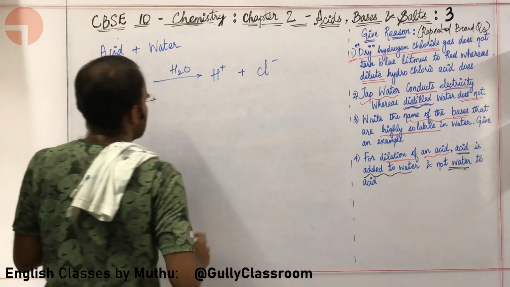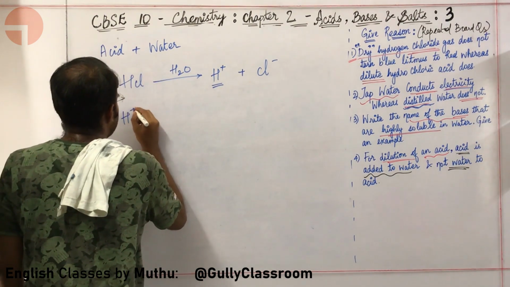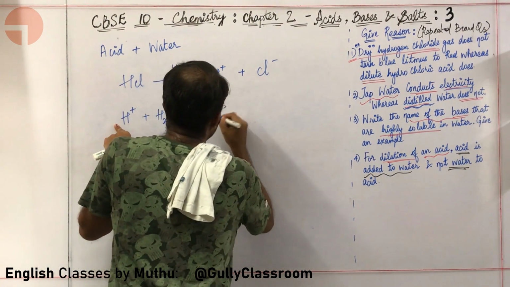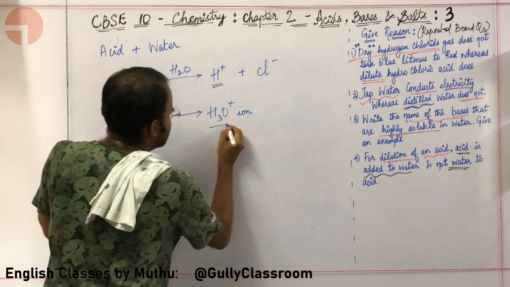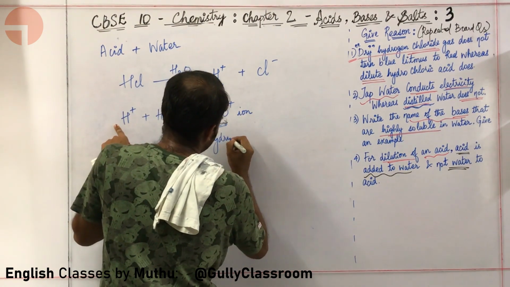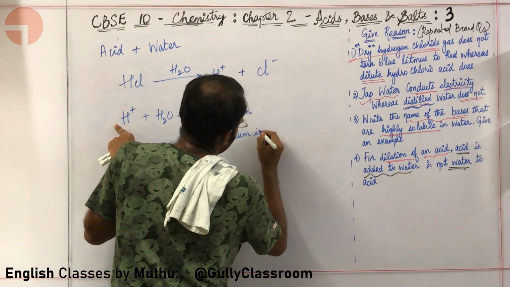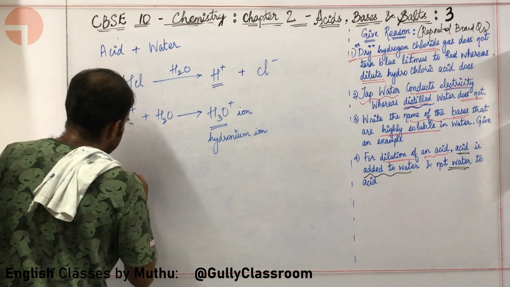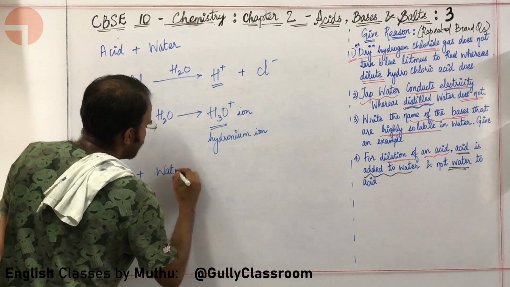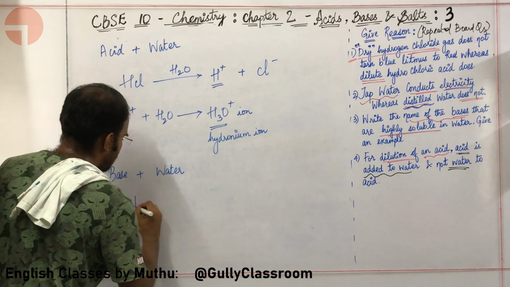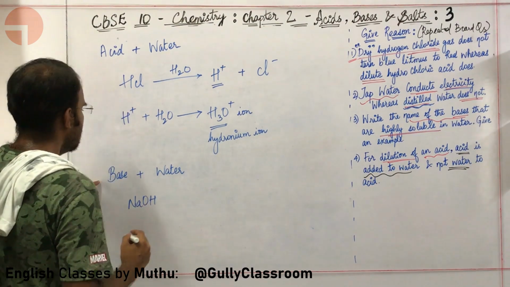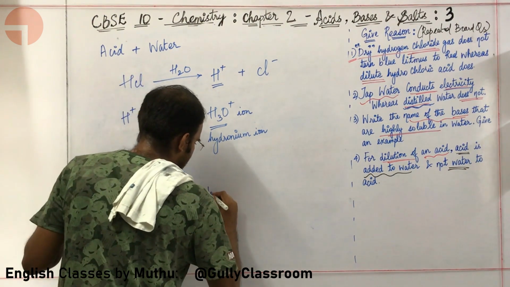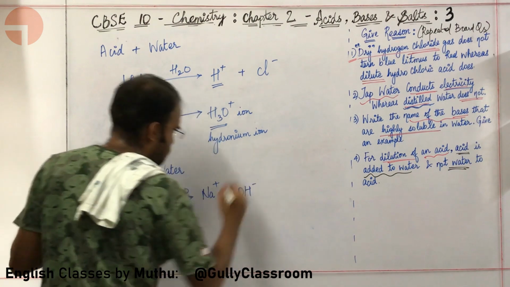H+ ion will never be alone. So it will combine with another water molecule and form H3O+ ion. What is the other name for H3O+ ion? It is called hydronium ion. What will happen if a base is added to water? Once more, let me take caustic soda, or sodium hydroxide, and add water to it. What will I get? I will get Na+ and OH-.